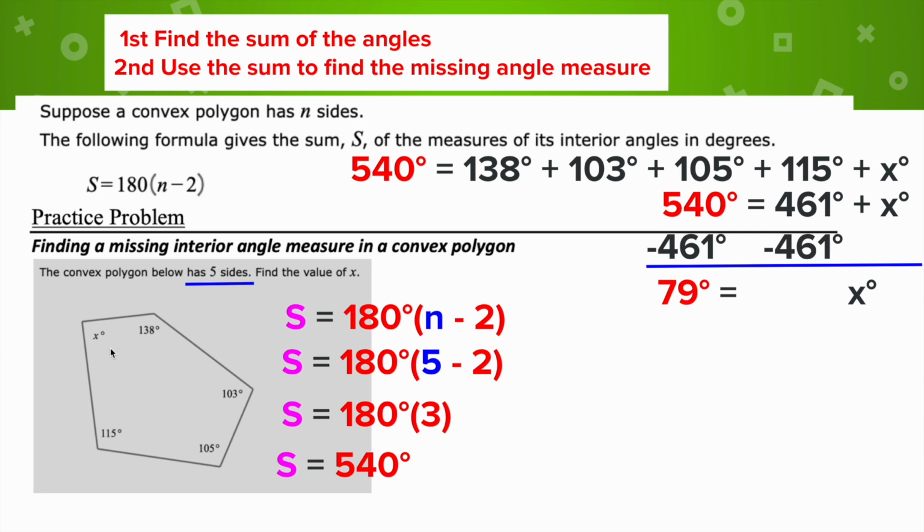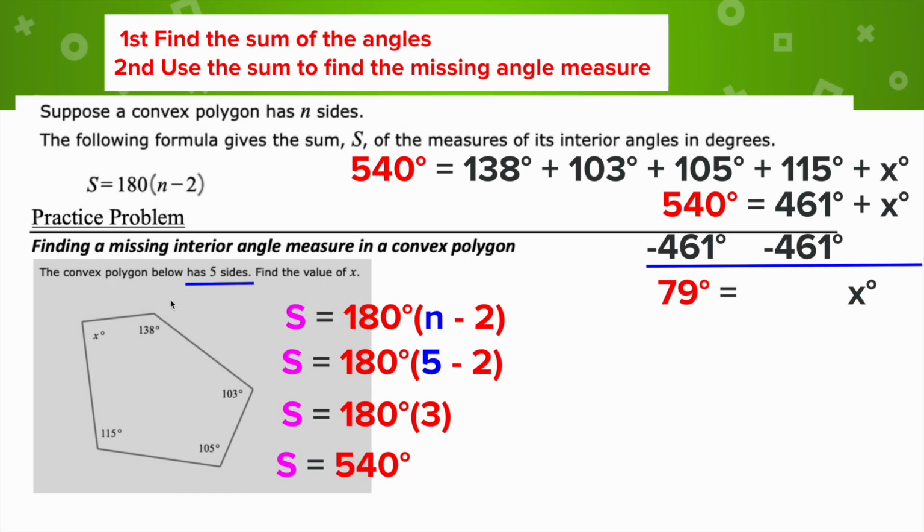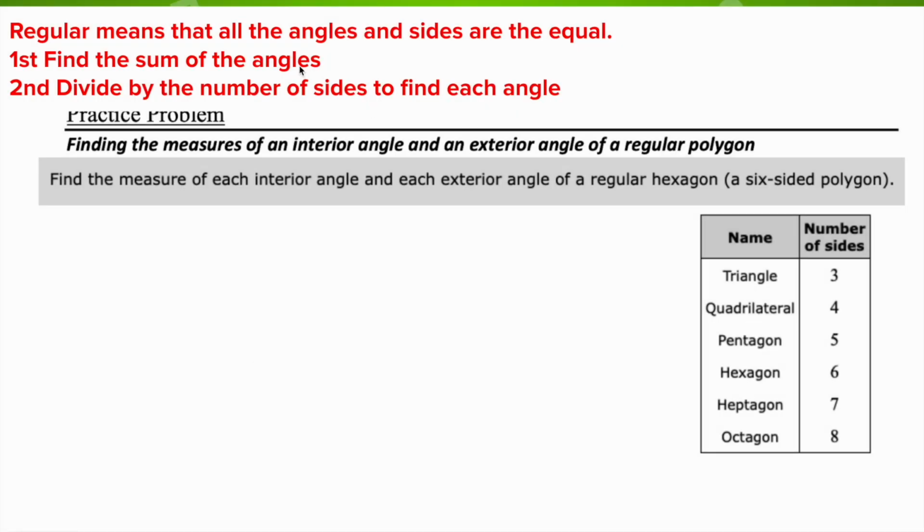All right, so we're going to do one more problem here, looking at this one. We're going to find the measures of an interior angle and an exterior angle of a regular polygon. This is another vocabulary word. Regular means that all the angles and all the sides are equal. Looking at this one, this is not a regular polygon, right? This is a 5-sided figure, but this side is definitely shorter than this side, and all of the angles are different measures. When I say a regular polygon, all of the sides are equal and all of the angles are equal.